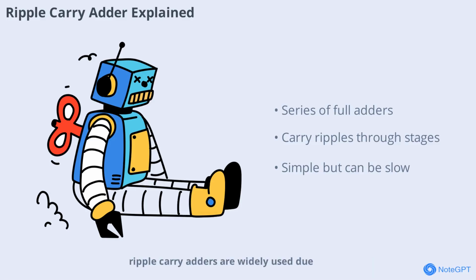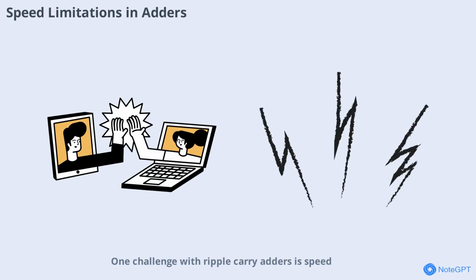Despite this, ripple carry adders are widely used due to their simplicity and ease of implementation. One challenge with ripple carry adders is speed. Since each adder must wait for the previous carry, the total delay increases with the number of bits. This can be a bottleneck in high-speed digital systems. Engineers have developed faster adder designs such as Carry-Lookahead adders to address this issue. Understanding these limitations helps in choosing the right adder for a given application.